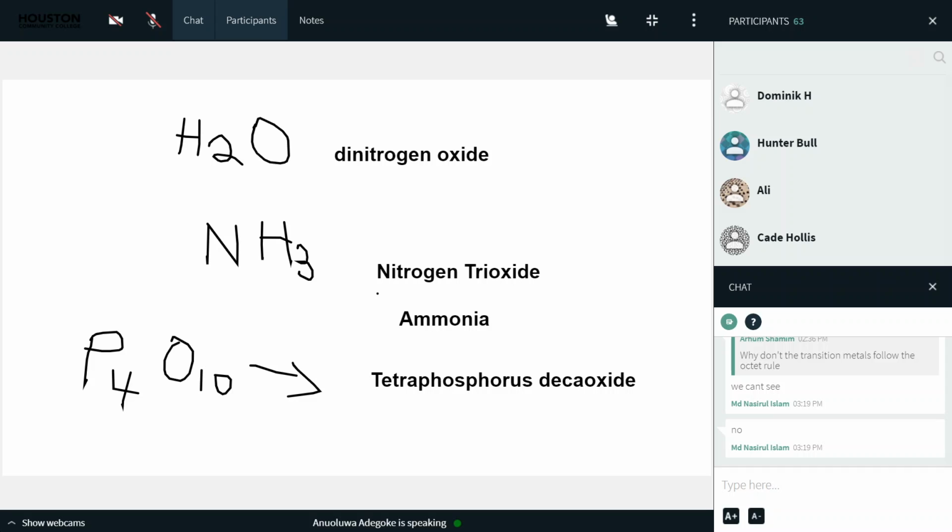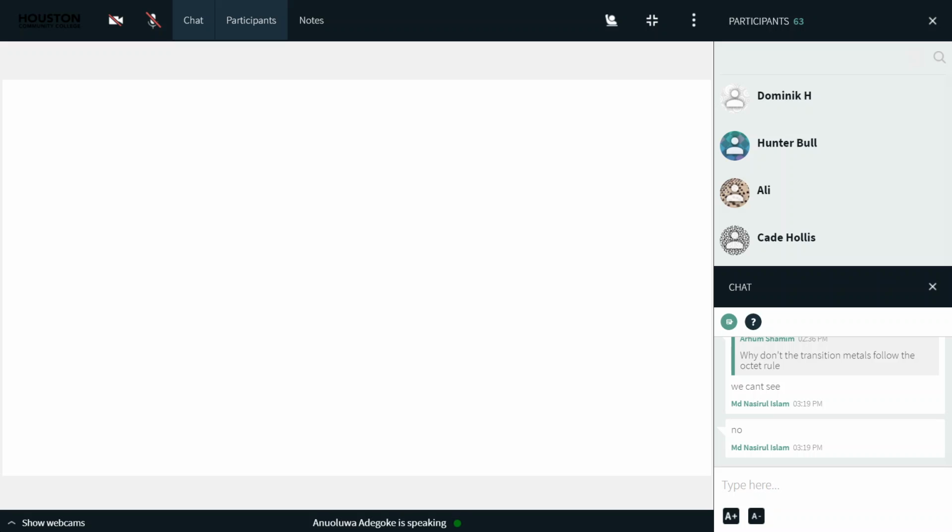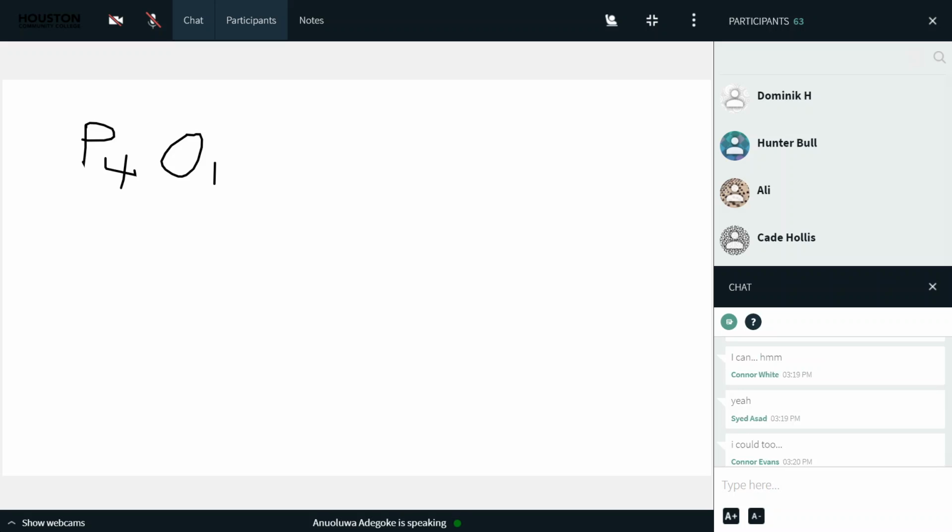Okay, let me clear this and use a fresh new board so it can be clearer. The one I'm doing is actually this. Let me first write the formula for this. The formula is P4O10.